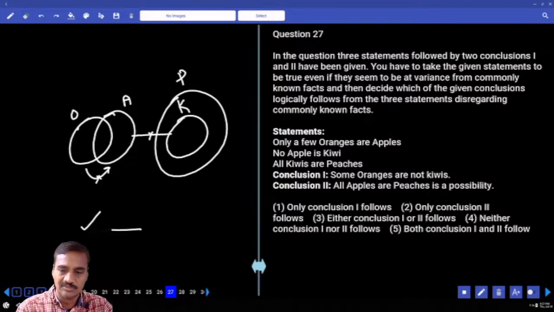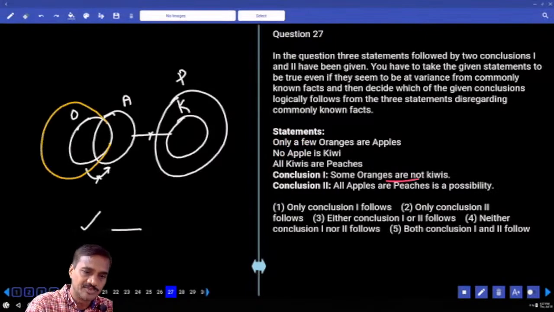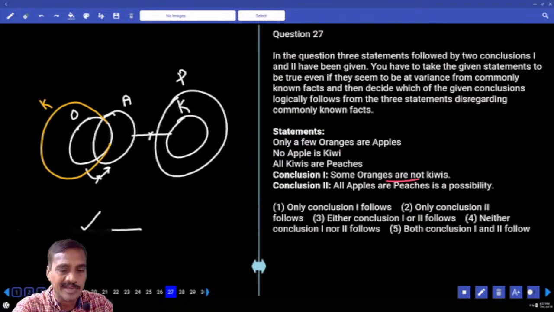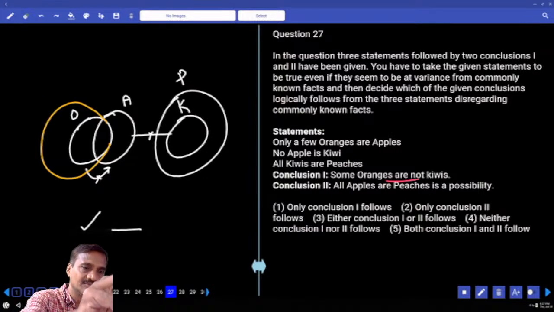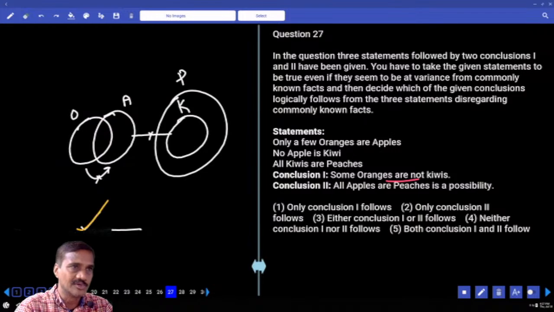And the second one: all oranges are kiwis. All oranges are kiwis, this entire orange is a part of this kiwi. If we write all kiwis, is it possible? No, an alternate diagram cannot be drawn. This will be true forever. Then coming to the next one. And all apples are peach is a possible.